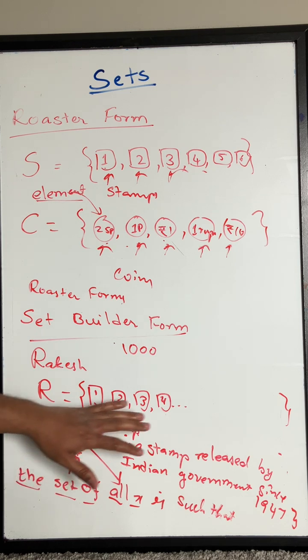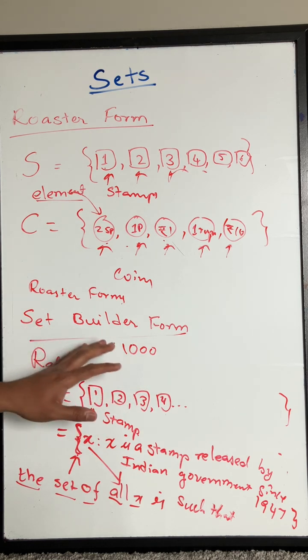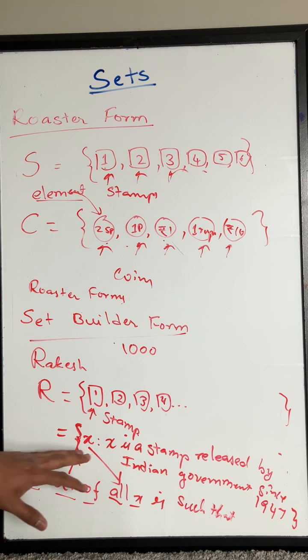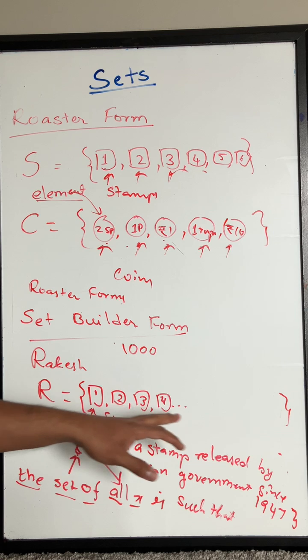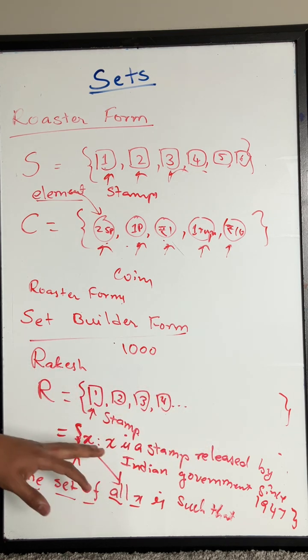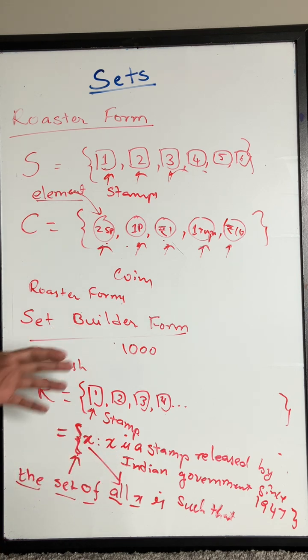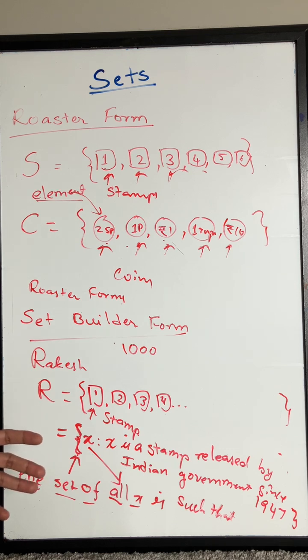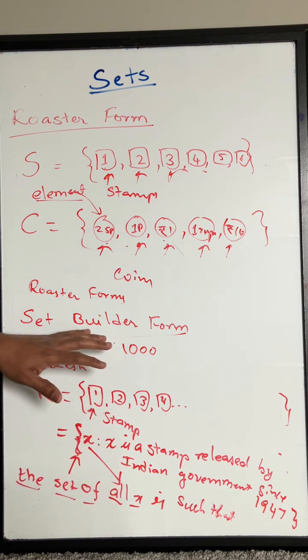Instead of writing 1,000 stamps, India released more than 1,000 stamps, I guess, but I'm just taking a number to make you understand set builder form. I am building a statement here. The statement will define all these 1,000 stamps. This is called a builder. Just like house builders, this is a set builder. It's not house building, it's set building. This is my statement.